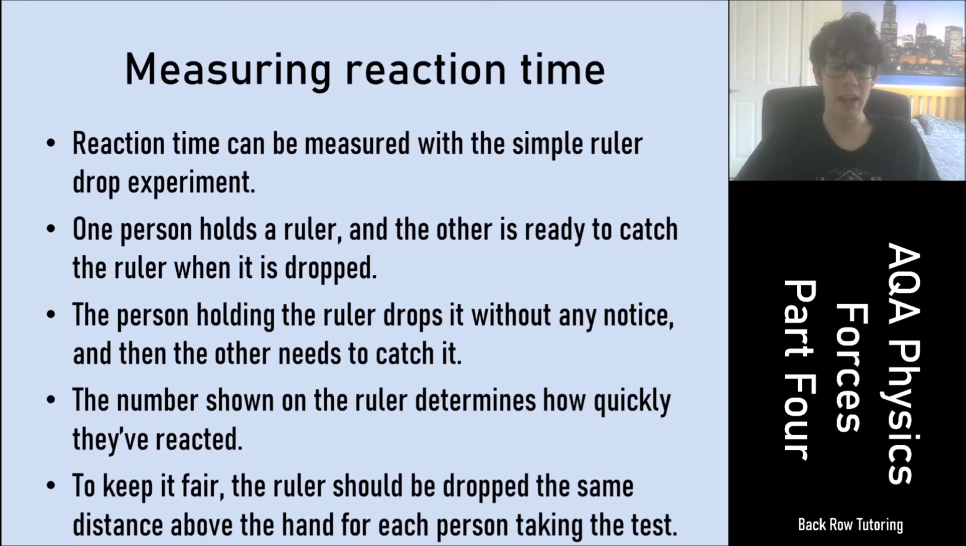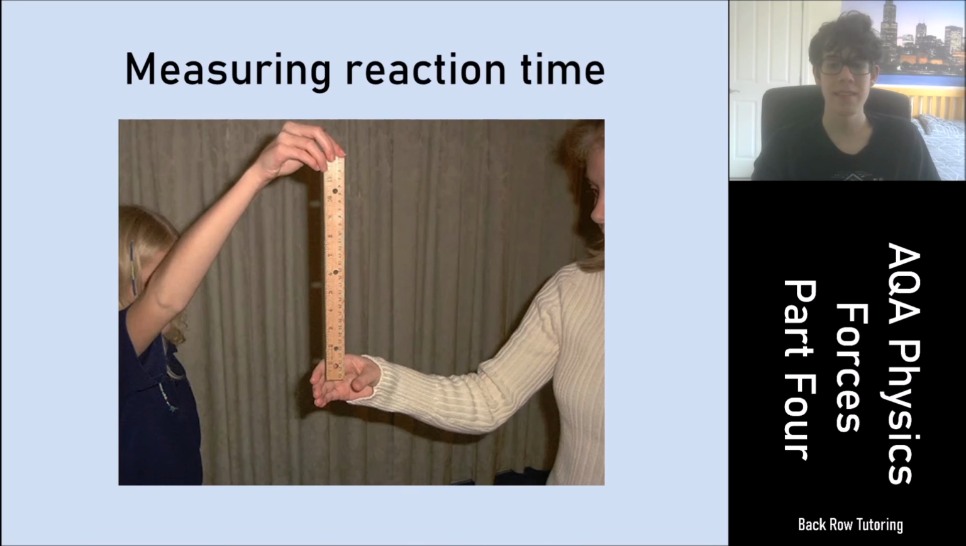One person holds a ruler and the other is ready to catch the ruler when it's dropped. The person holding the ruler drops it without any notice, and then the other needs to catch it. The number shown on the ruler demonstrates how quickly they've reacted. To keep it fair, the ruler should be dropped at the same distance above the hand for each person taking the test. This shows the ruler dropping experiment, where one person drops the ruler and the other grabs it as quickly as they can, and that obviously measures your reaction time. And however far the ruler's travelled through your hand determines your reaction time.